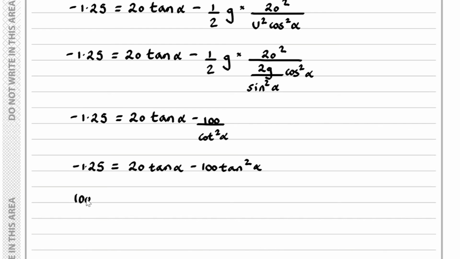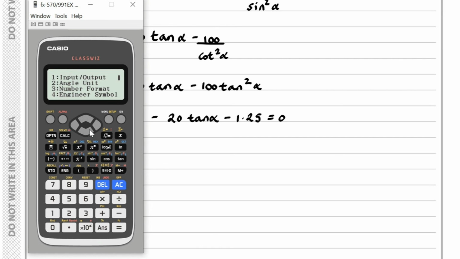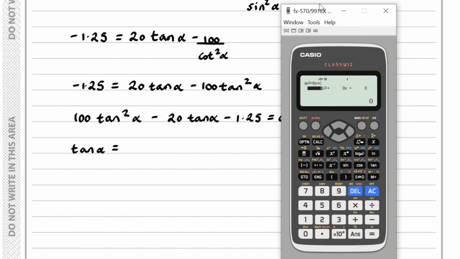So rearranging, I've got 100 tan squared, subtract 20 tan alpha, minus 1.25 equals 0. I can find out what tan alpha is. So let's solve the quadratic. I've got 100, minus 20, minus 1.25. So I get tan alpha equals 1/4 and minus 1 over 20.